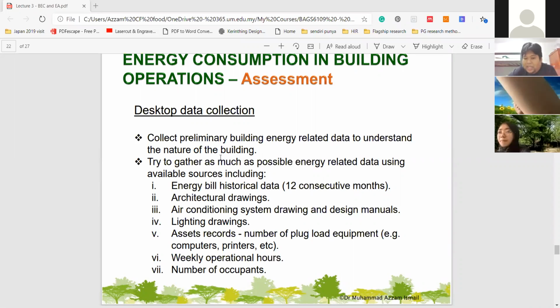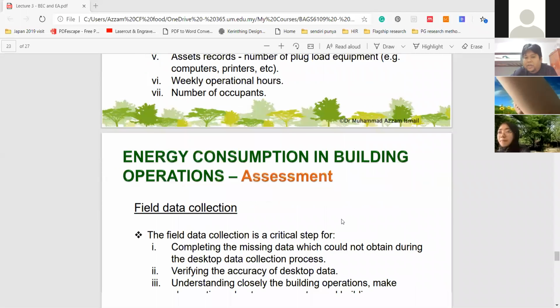Then the other one is asset records, to find out how much equipment there is within the building, so that you can find out the number of computers, printers, and so on. You can go around the building and do an inventory on it. But having said that, the faculty also has this. And then the weekly operational hours, you probably know this one. Number of occupants, yes, we can estimate it.